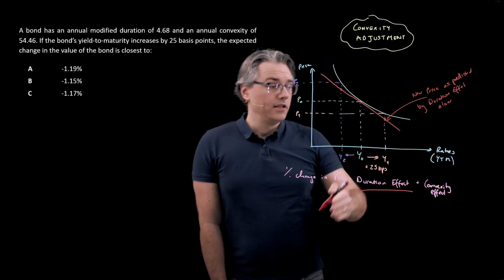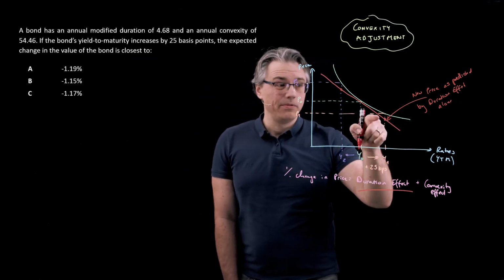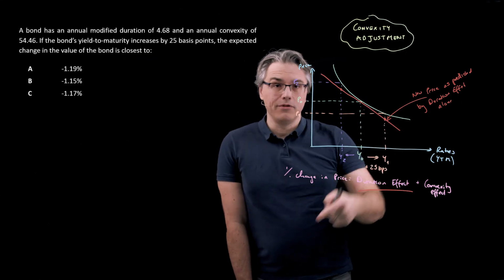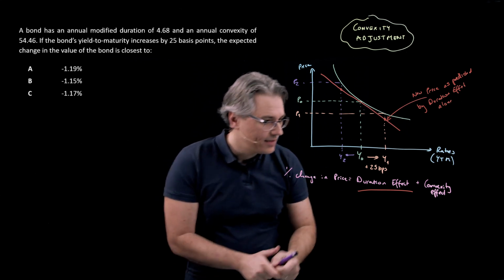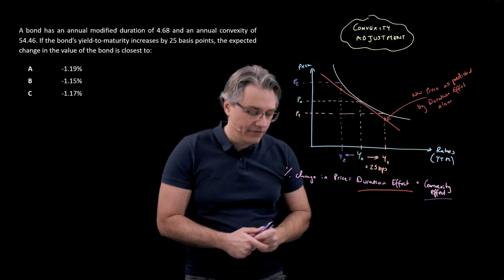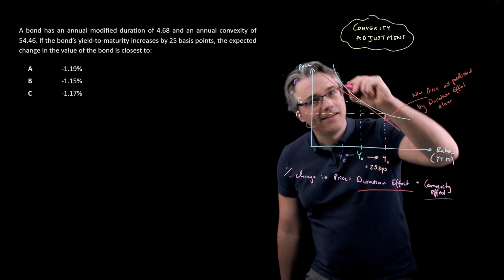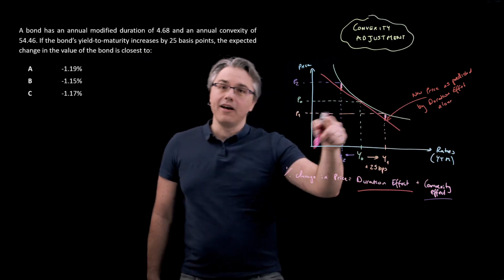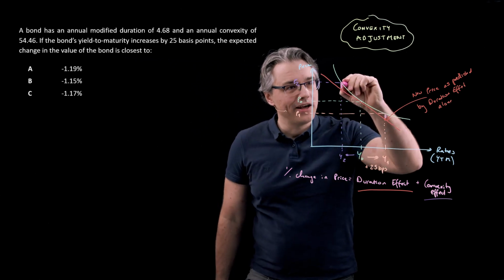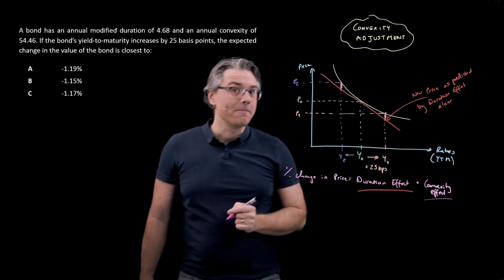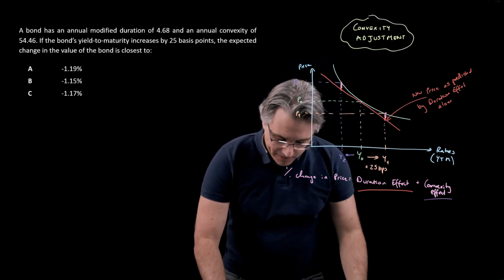If the relationship between rates and bond price were indeed linear, this would be the new price point. However, it's not linear, it's convex, and hence this second effect, the convexity effect, which takes account of, well, in both cases, up and down moves to rates, the fact that we are actually going to end up more precisely here. And this is the point we want to get to. Now, what is the formula?